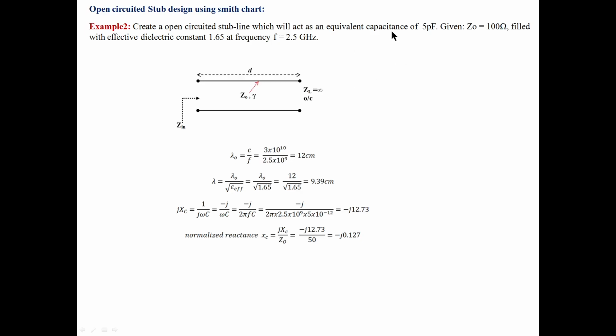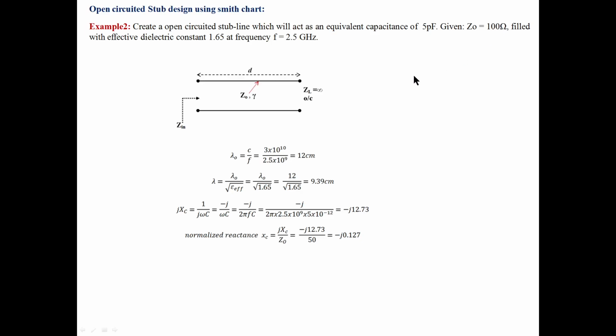Okay, implement using an open circuited stub. See like this, open circuited transmission line. It is also called a stub. The value needed is a 5 picofarad capacitor. Okay, what kind of transmission line? It is a 2-conductor line, but the characteristic impedance is 100 ohm.